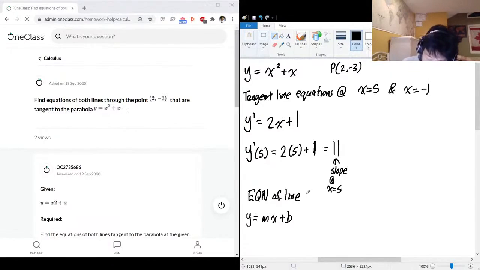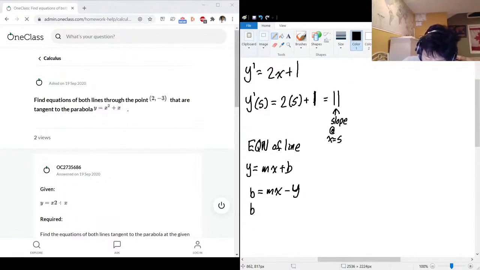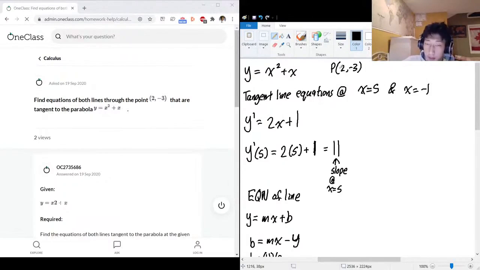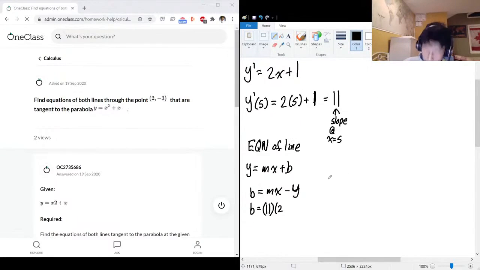Let's first isolate b. So b is equal to mx minus y, which is equal to 11 multiplied by 2, and we're getting that from point P. We're subbing in point P, 2 for x, negative 3 for y, minus negative 3. 22 plus 3 is 25.